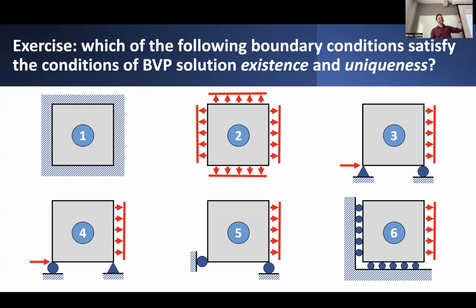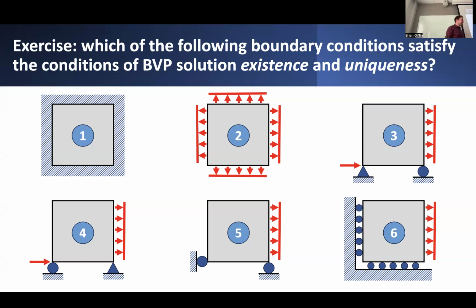Okay, what about this one? It's sort of similar, almost the same. We've just swapped which one was the roller and which one was the pin. So what do you think? Satisfies solution existence? Maybe. I like the fact that on this one, it's not as clear. Who says no, doesn't satisfy it? Kind of less clear. Not as much confidence this time, but I think it's warranted. Even when I was putting this one together, I thought to myself, maybe, maybe not.